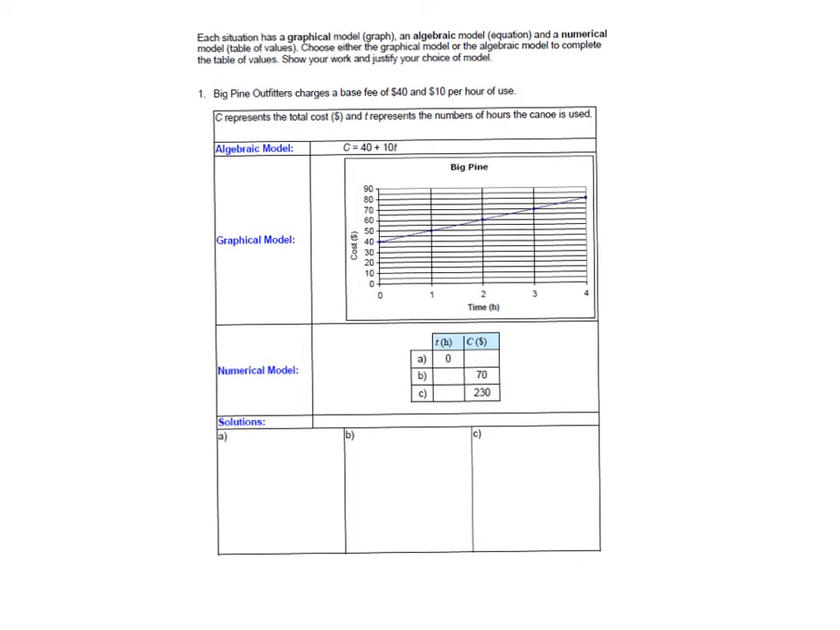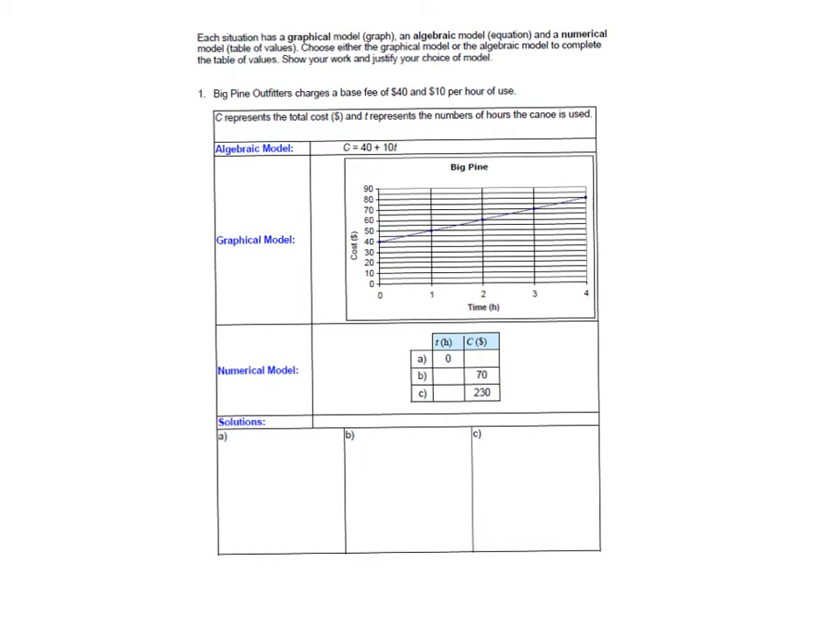So in the algebraic model, the equation is C equals 40 plus 10T. And then over here, we can see the graphical model. We're being asked to complete the numerical model here by filling in the missing values. So we can see in this one that C, the dollar amount, the cost, is the missing value in the table of values.